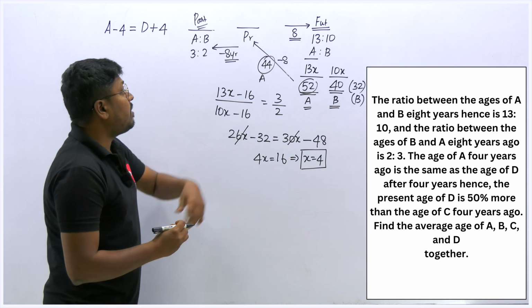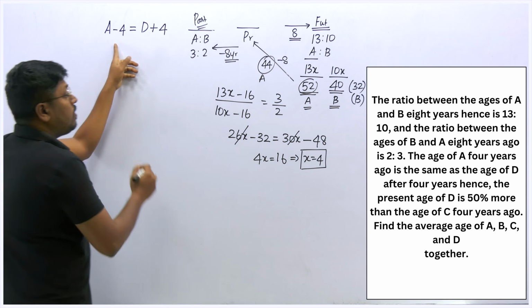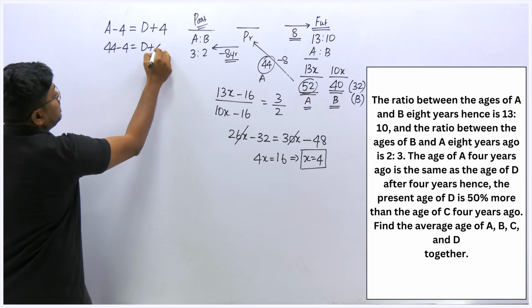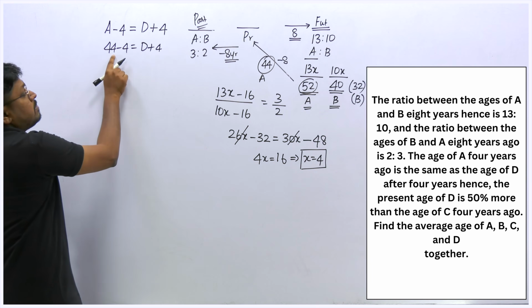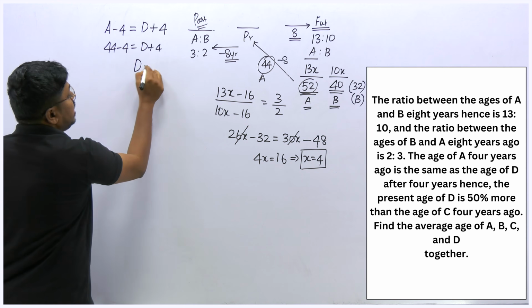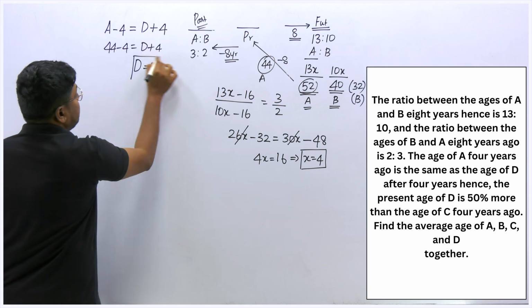So now according to the question, we know the value of A is 44. So subtract here. 44 minus 4 is equal to D plus 4. When you subtract here, it becomes 40. So 40 minus 4, which is 36. So the age of the person D is 36.